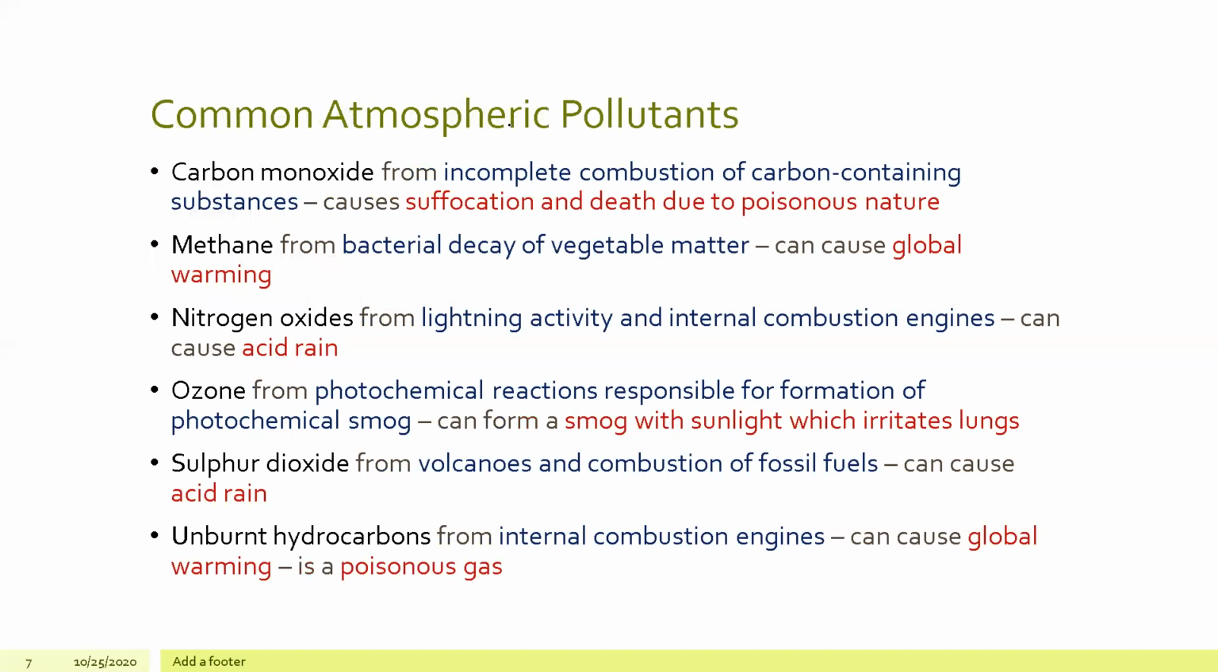So let's move on to the common atmospheric pollutants. The ones in black are the pollutants. Blue tells you where the pollutants are forming, or the sources of these pollutants, and red are the harmful effects of these pollutants. Because they're pollutants, they're automatically harmful to the atmosphere or the environment.